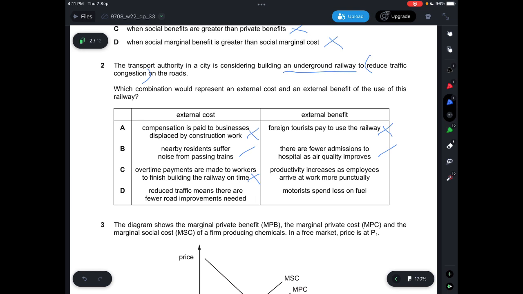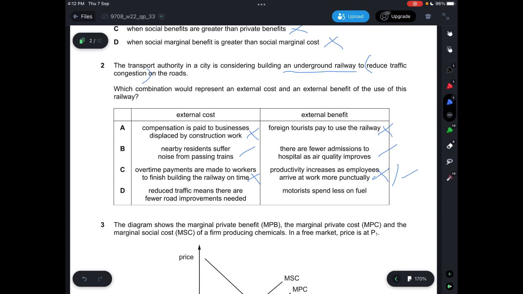And then the external benefit, productivity increases as employees arrive at work more punctually. This is not correct because employees arriving at work more punctually could be because of using an underground railway, or you could also say because of reduced traffic congestion. It could be both. So the accuracy of this could be a bit lower compared to B. B is completely correct. It could be wrong, it could be correct, it depends. Here it doesn't say whether employees are using cars or using the trains.